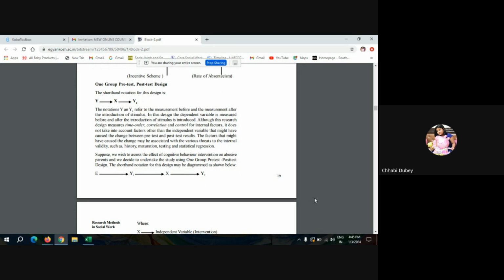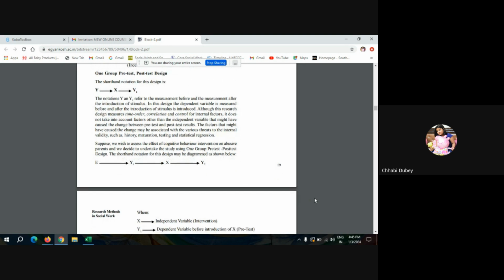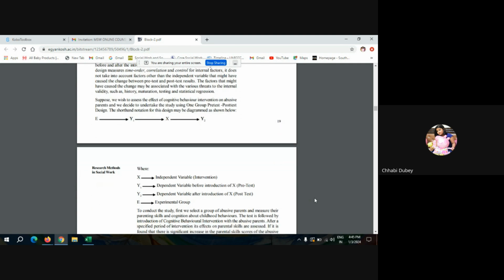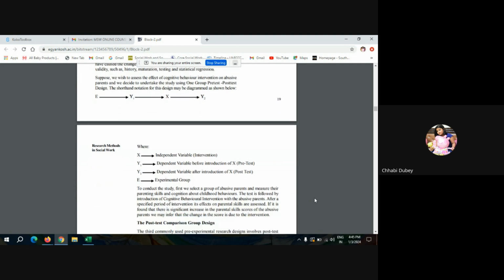They have given an example of how this design can be applied to different situations.